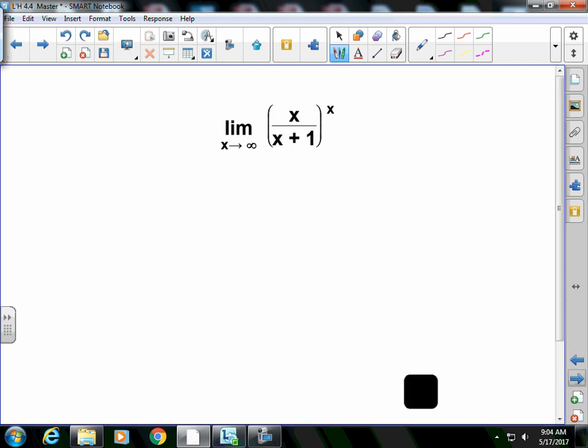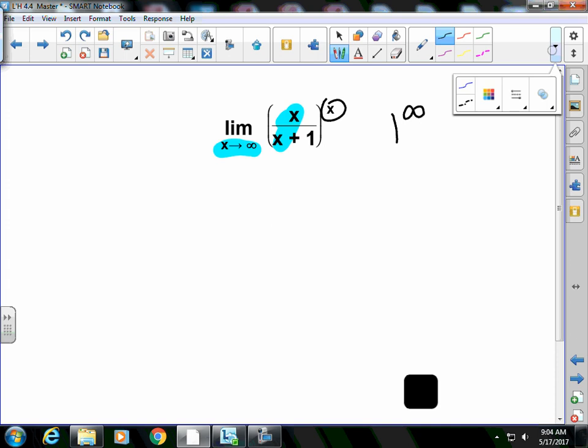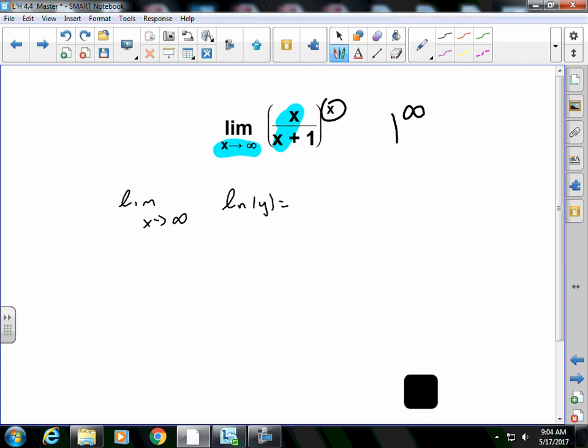We're getting ready for the next one, and this is going to be the last one we're going to cover today. I'm able to evaluate this using major players because x is going to infinity. At least for the inside, that's a 1. This x here goes to infinity. So I'm going to rewrite this. The limit as x approaches infinity. Remember, we write this as the natural log of y is equal to, kicking the exponent out, x times the natural log of x over x plus 1. That's going to give me an infinity times 0 because of the major players, which is okay.